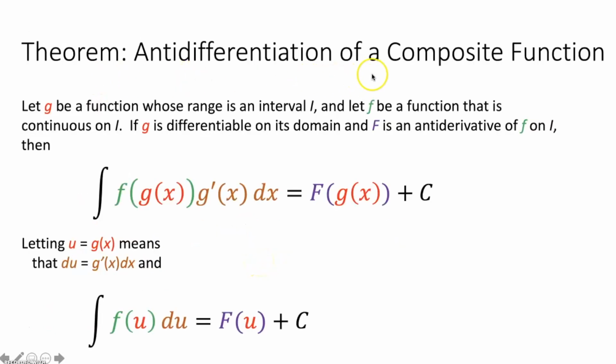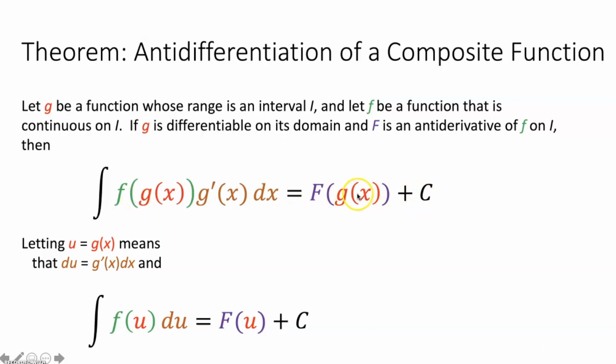This theorem, the antidifferentiation of a composite function, says let g be a function whose range is an interval I, and let f be a function that is continuous on I. If g is differentiable on its domain, and capital F is an antiderivative of f on I, then the integral of f of g of x times g prime of x dx is equal to capital F of g of x plus c. So all this is saying is that if you want to take the integral of a composite function, a function within a function, our innermost function being g of x and our outer function being f, and that is being multiplied by the derivative of your innermost function, g prime of x, that's going to be equal to the antiderivative of your outer function, that would be capital F, of your innermost function, g of x, plus c.